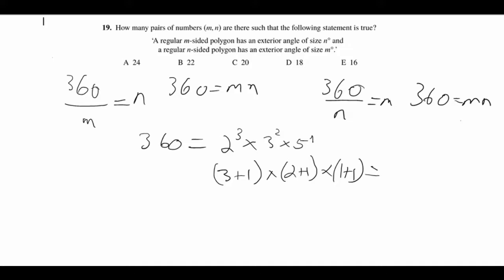And this will give me 4 times 3 times 2, that's just 24. So 360 has 24 different factors. So you may think that the answer is 24.